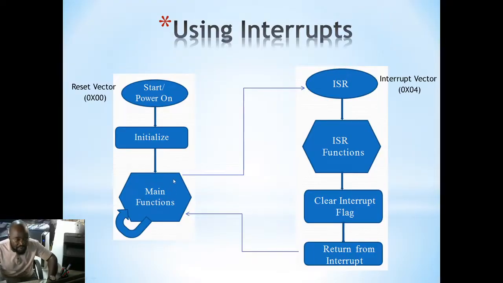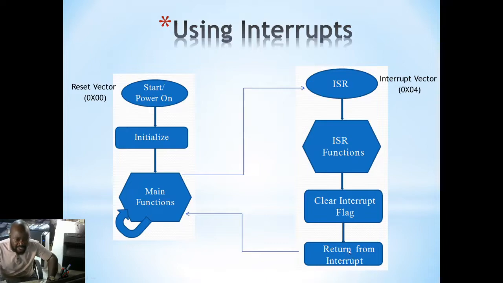Now, for the CPU or for a PIC to jump to the interrupt service routine, the interrupt flag is automatically set. And when that interrupt is enabled, that enables the CPU to jump from the main function to the interrupt service routine.